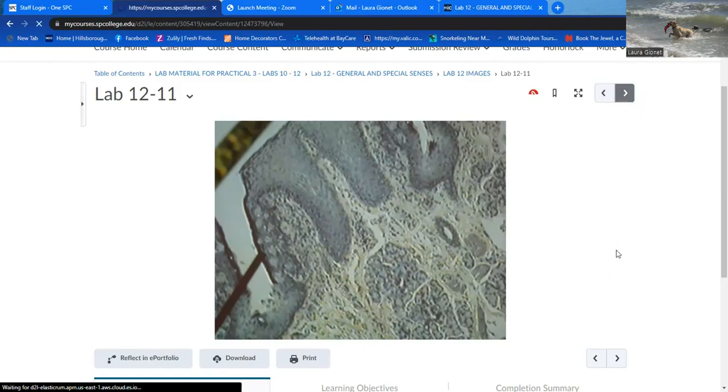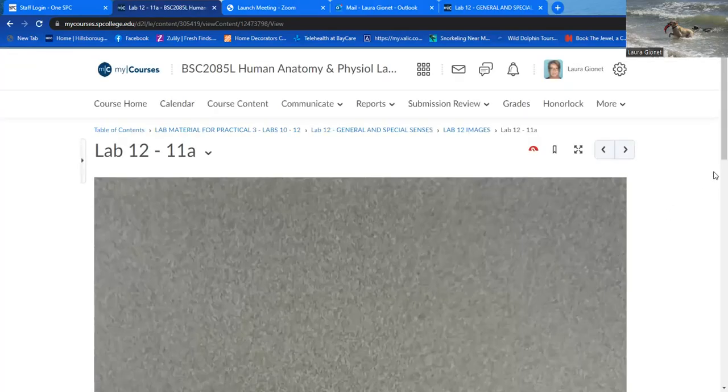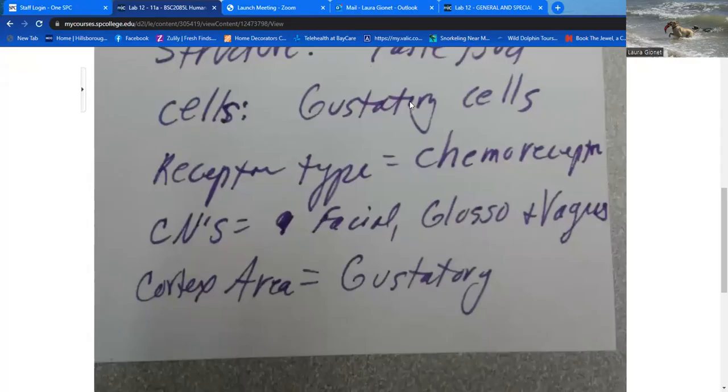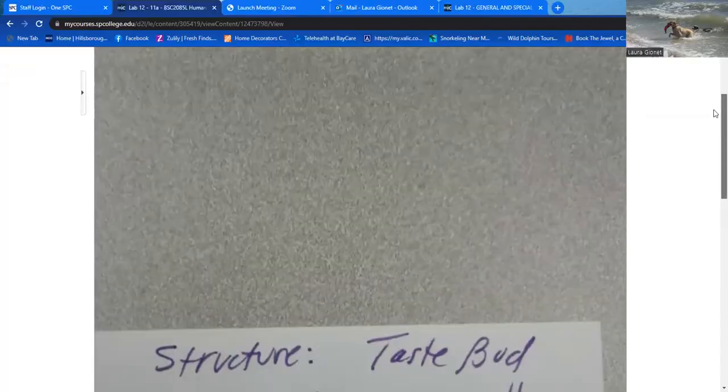I won't ask you the lobe. Okay, then we have, oh, here, this is the key to go with it. Taste buds, gustatory cells, chemoreceptors, facial, glossopharyngeal, and vagus, the gustatory area. I think that's the end of the pictures.